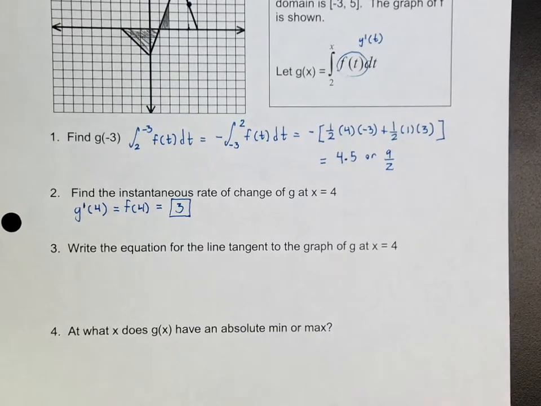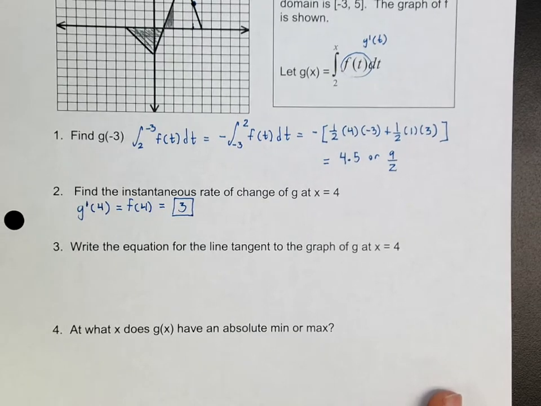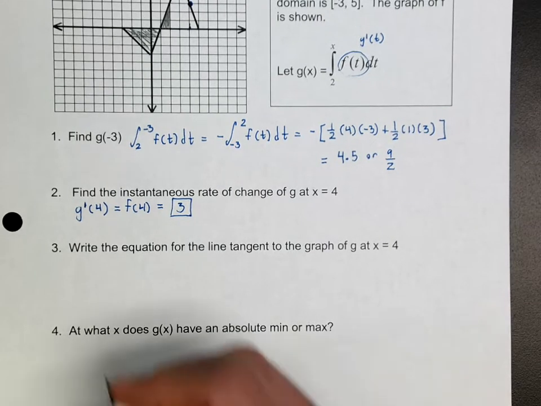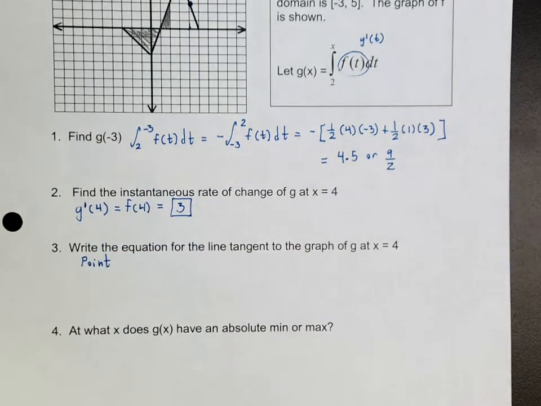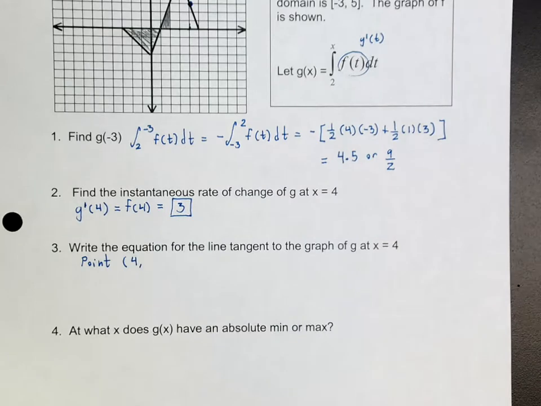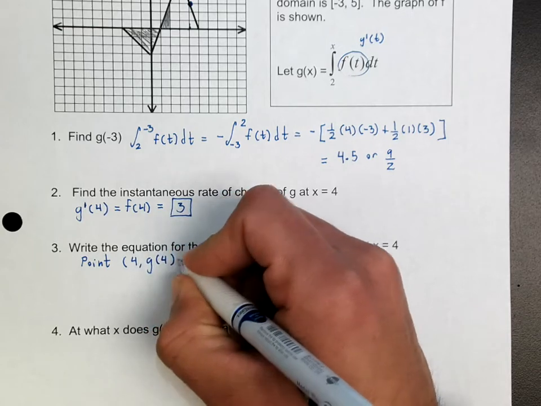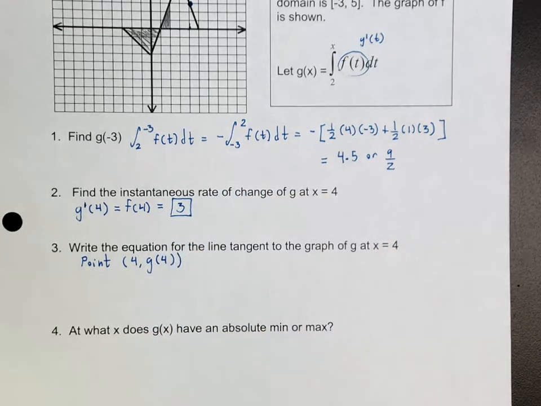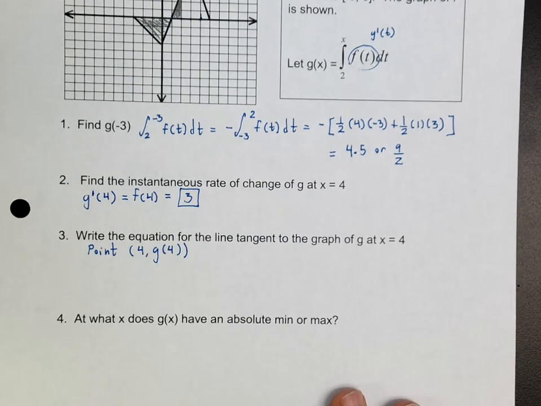Now write the equation for the line tangent to the graph of f at x is equal to 4. So just like before, we need a point and a slope to write the equation of the tangent line. So our point, in this case, it gives us the 4. Okay, and now this is g of 4. Now, unfortunately for us, we don't have that yet. Alright, so we're going to have to find g of 4.